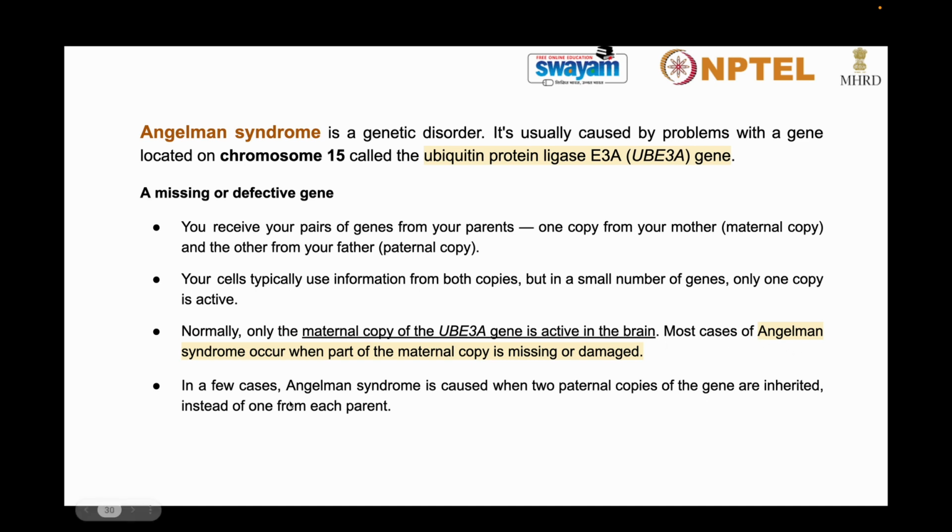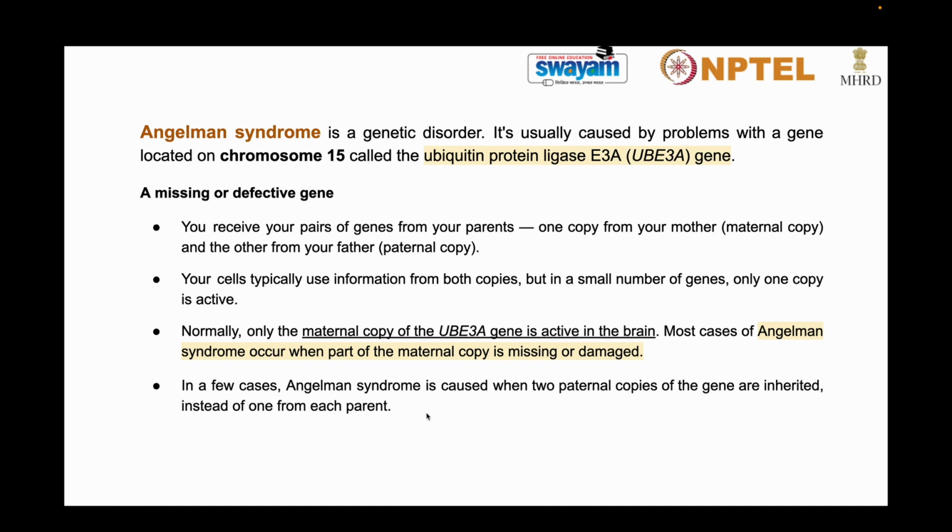So in most cases, Angelman syndrome occurs when part of the maternal copy is missing or damaged. That's why it is known as maternal imprinting. It happens when the maternal copy is silenced, because only the maternal copy can express in the brain and the paternal copy can't. So whenever this syndrome happens, it shows mainly neurological effects, because now no copy is expressed in the brain. That's why the syndrome occurs.